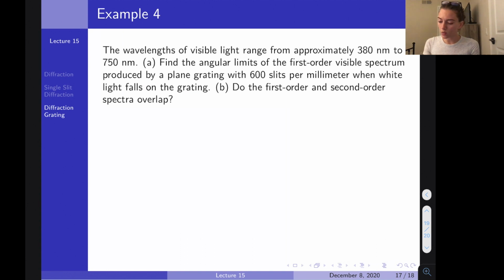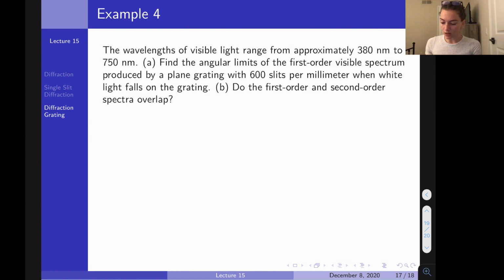Okay, so now we're just going to do one last problem here. So here we have the wavelengths of visible light range from 380 nanometers to about 750 nanometers. Find the angular limits of the first order visible spectrum produced by a plane grating, such as a diffraction grating, with 600 slits per millimeter when white light falls on the grating. Now, remember that white light is made up of all of the colors. So we're going to have from purple, violet to red in there with the white light.